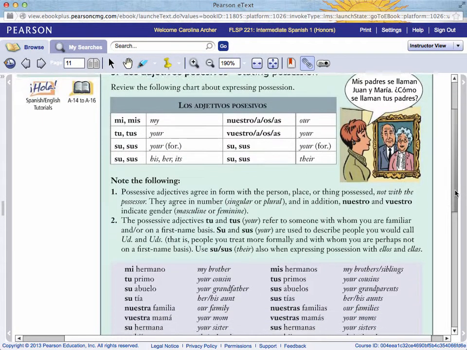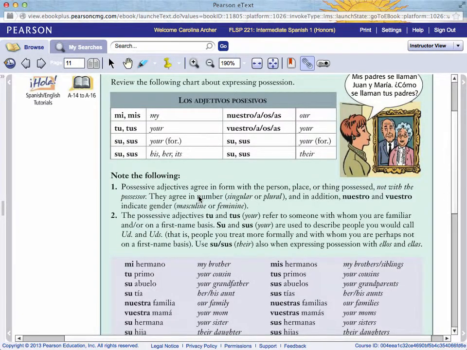Now, possessive adjectives agree in form with the person or place or thing possessed, okay? Not with the possessor, which means this could be a little confusing, okay? So you have to understand who is possessing. So if it's I, okay, you're going to use one of these, mi or mis, because you are the one possessing, okay? But how do you decide if you use the singular or the plural? It's because of what it is that you are possessing, okay? So if you possess something that is singular, you're going to use mi. For example, mi hermano. But if you have more than one brother or siblings, you're going to say mis hermanos.